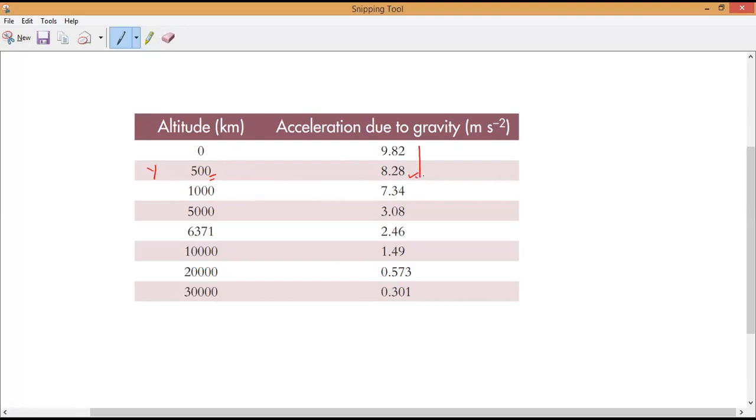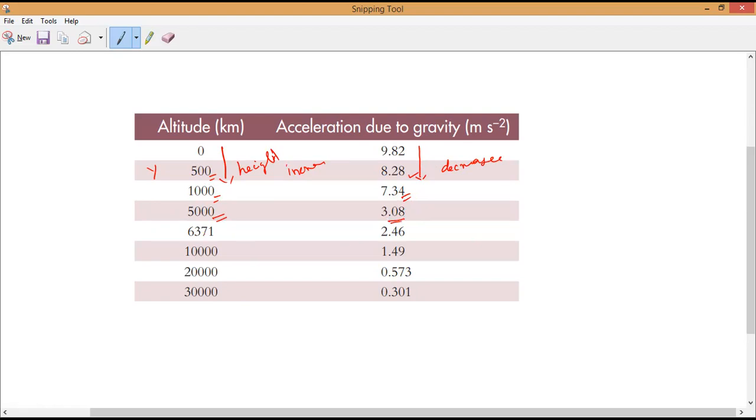Does it decrease or increase? Decreases. Understanding? But does height increase or decrease? Height increases. Now, 500 kilometers becomes 1000 kilometers. He traveled 1000 kilometers. Now gravity decreases to 7.34. Now, you traveled 5,000 kilometers. Have you noticed? Distance almost 5 times increases, then gravitational force is decreasing to approximately 3.08.